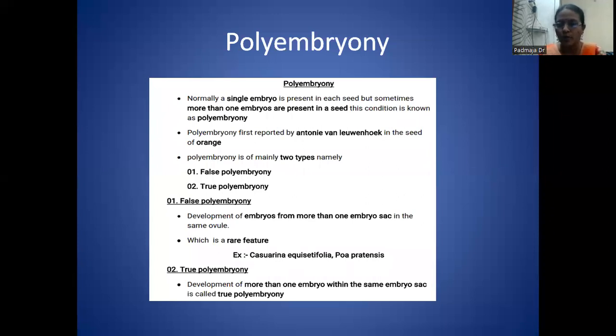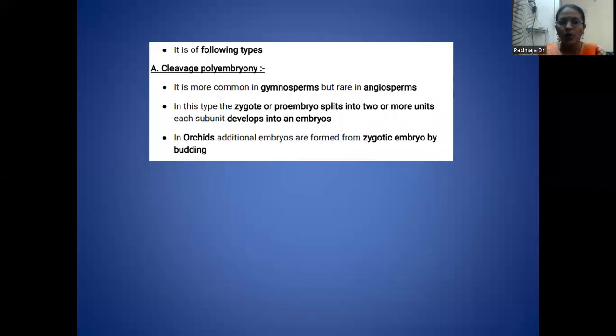That is called true polyembryony. That means if an embryo is giving rise to another embryo, that is called true polyembryony. If, other than the embryo, a number of cells are there in the embryo sac or from outside the embryo sac, that may be considered false polyembryony. And it has the following types.